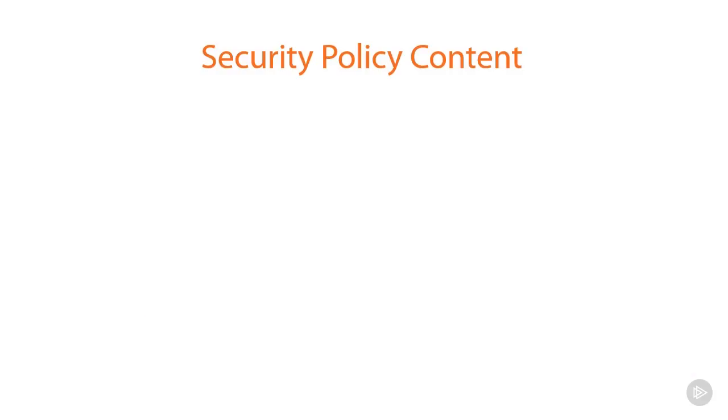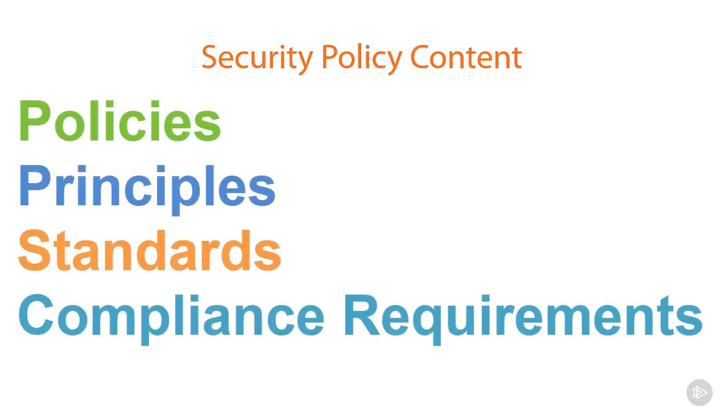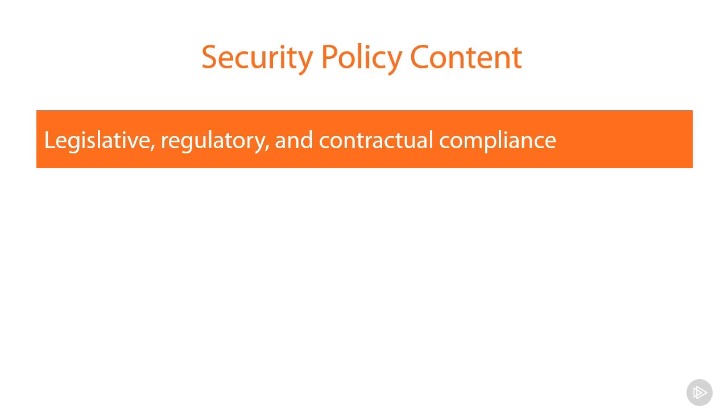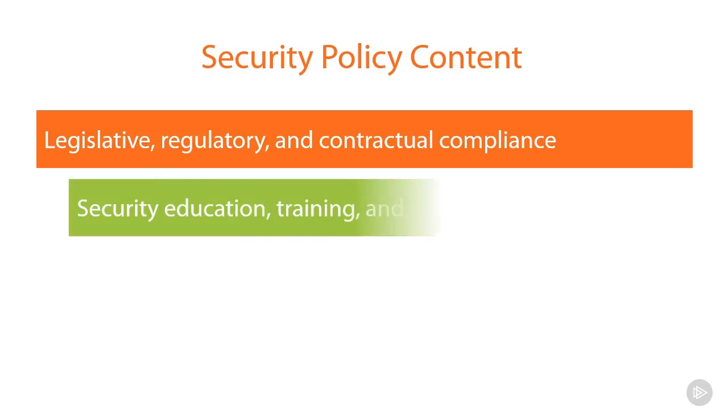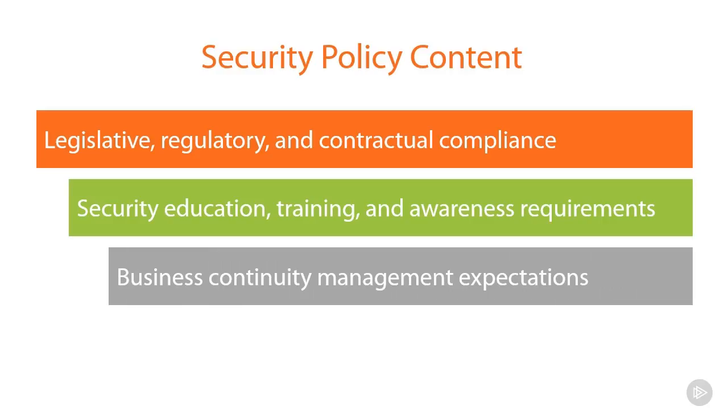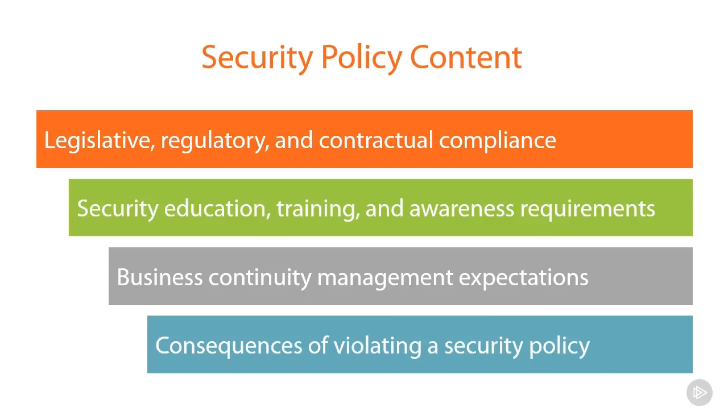And finally, the security policy should include a brief explanation of the security policies, principles, standards, and compliance requirements that are of particular importance to the organization. For example, legislative, regulatory, and contractual compliance should be outlined. Security education, training, and awareness requirements, business continuity management expectations, and consequences of violating a security policy. The information security policy should be communicated throughout the organization in a manner that is relevant, accessible, and understandable to the entire community.